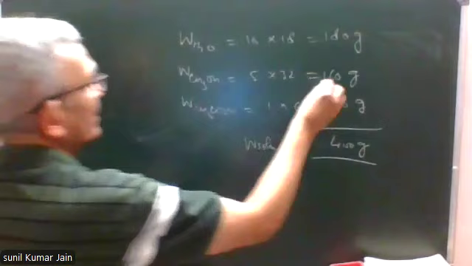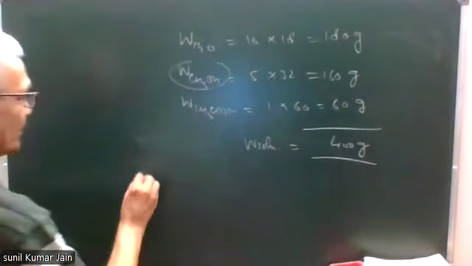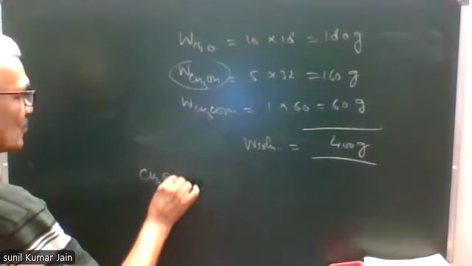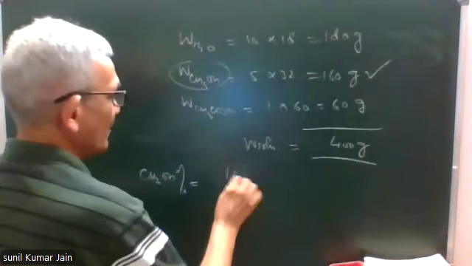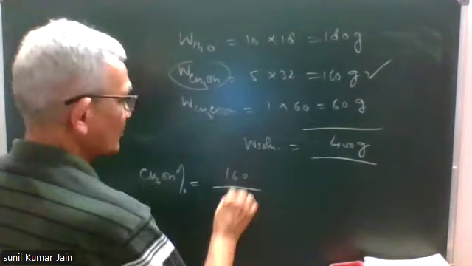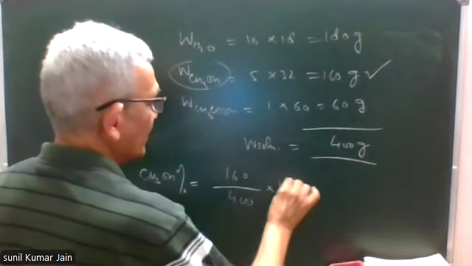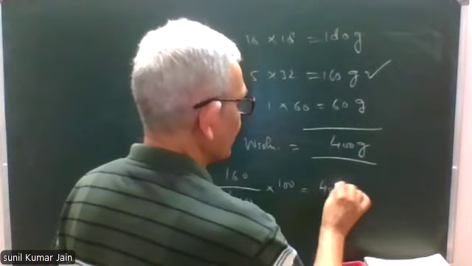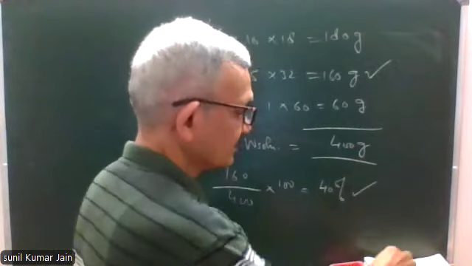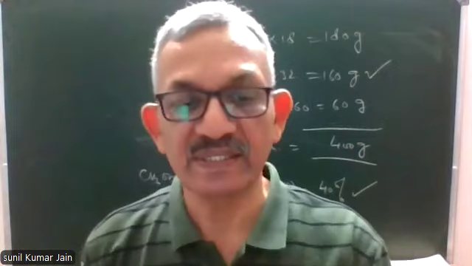Now we have to calculate mass percent of methanol. So percentage of methanol will be weight of methanol, 160, divided by weight of solution, into 100, and this will be the answer. This will come out to 40%. 40% is the answer.